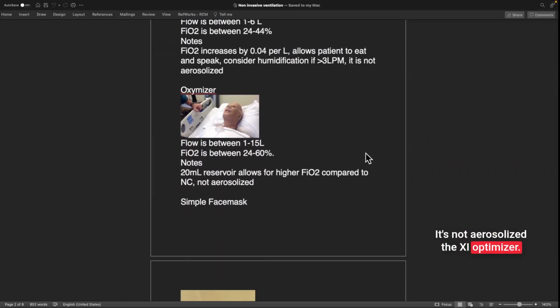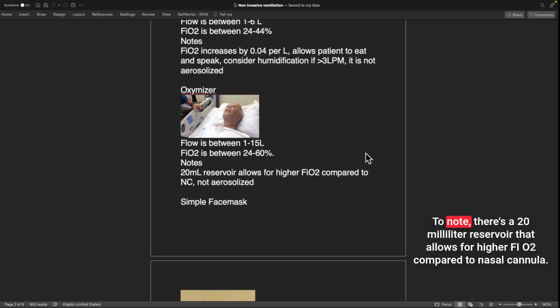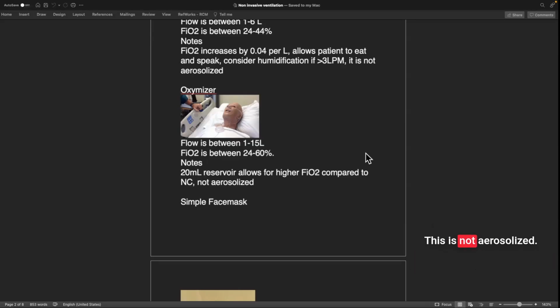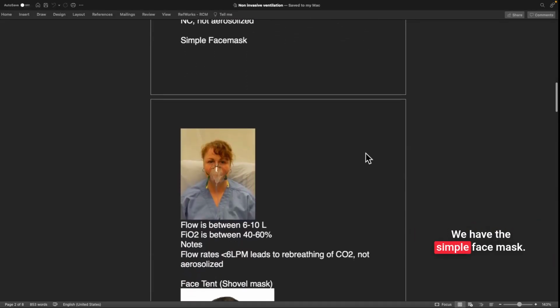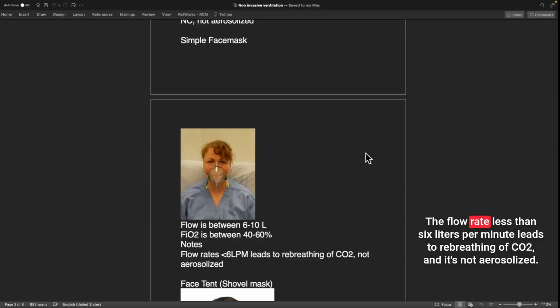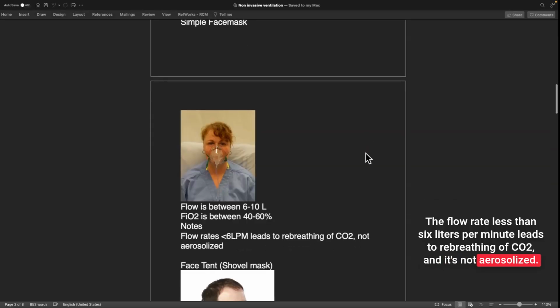Next is the oximeter mask, with flow between 1 to 15 liters. The FiO2 is between 24 to 60%. To note, there's a 20 milliliter reservoir that allows for higher FiO2 compared to nasal cannula. This is not aerosolized. We have the simple face mask. In this one, the flow is between 6 to 10 liters. The FiO2 is between 40 to 60%. To note, a flow rate less than 6 liters per minute leads to rebreathing of CO2, and it's not aerosolized.